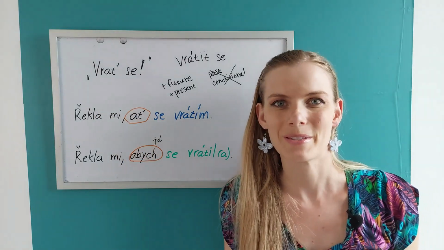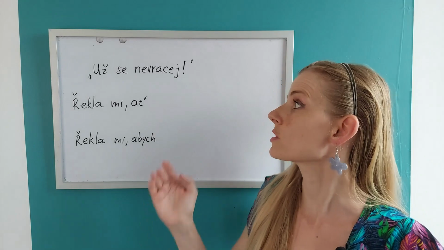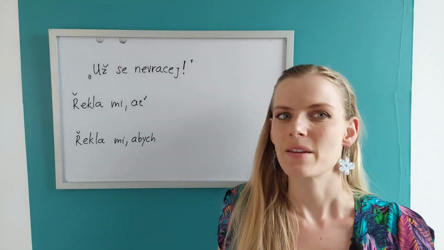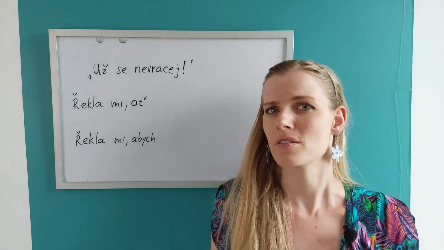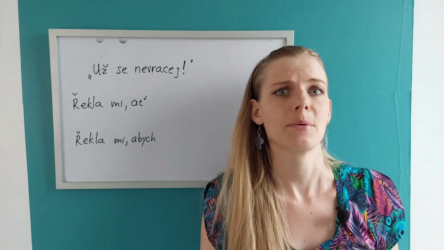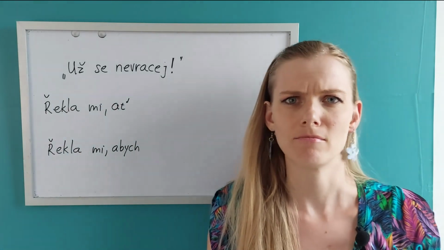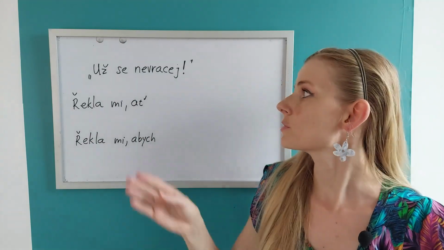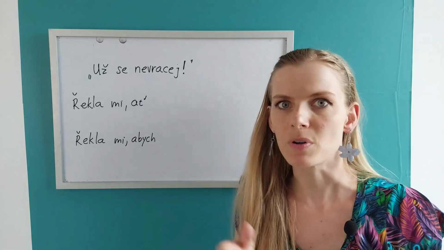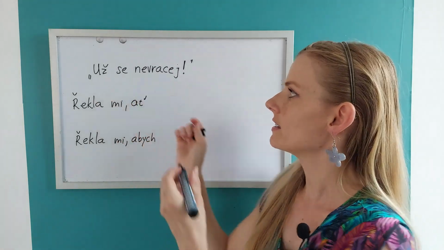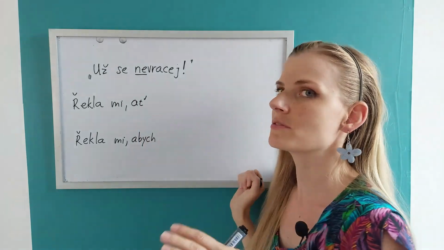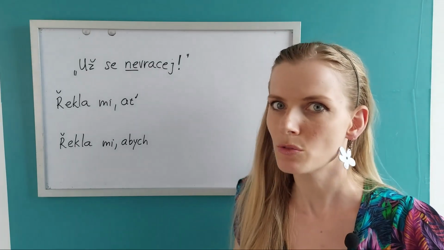Let's see more examples. Now a sentence with a very similar verb. Imagine Petra is angry with you and then she says, don't come back anymore. Už se nevracej. I gave you this example so you would see that we are using the imperfective verb because this is a negative imperative. Už se nevracej. Don't come back.